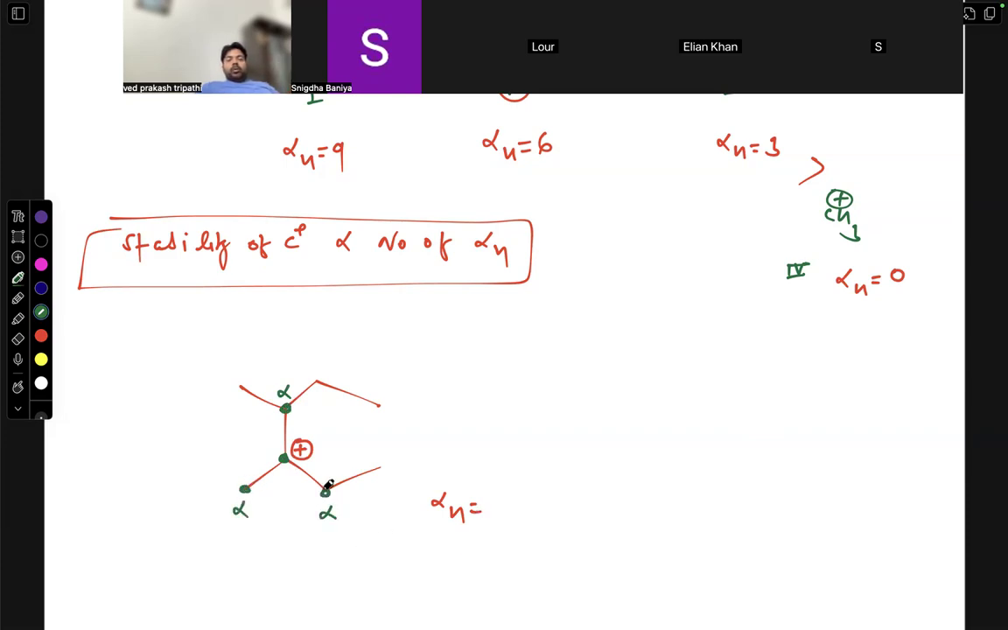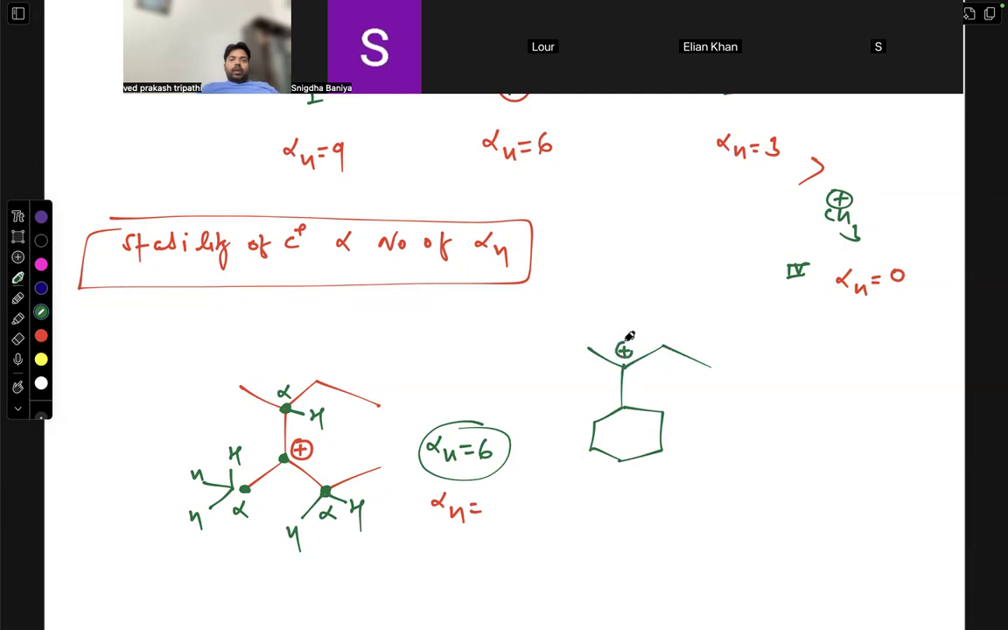If you put the hydrogens over this, we have 2. Here we have just 1, and here we have 3. So how many total? 6. Please tell me everyone, make sense? Okay, what about here? How many alpha H?